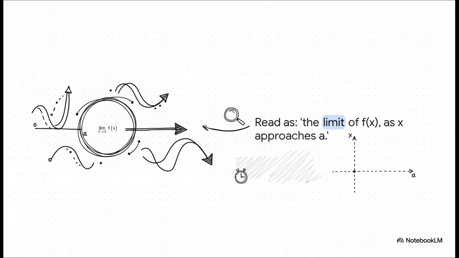And you'd read it out loud just like this. The limit of f of x as x approaches a. See? It's really just a sentence. So let's break down what each part of that sentence actually means.